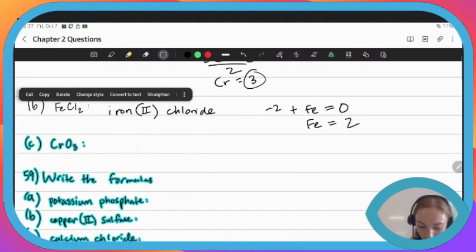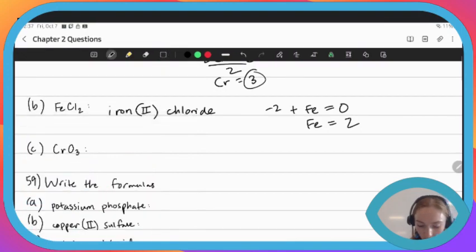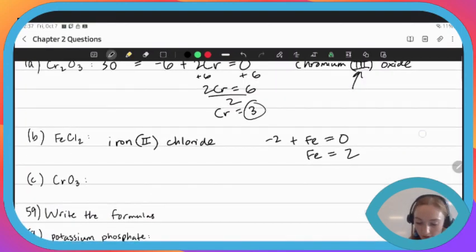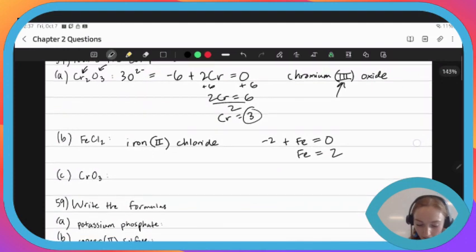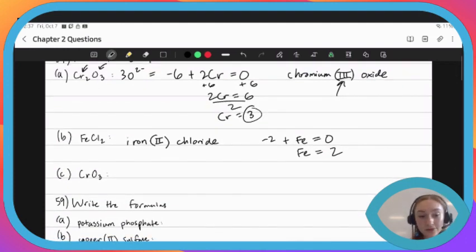Move everything down again. And for C, similar as before, I'll zoom out so you can see this a little bit better. This is also chromium, and that's also oxygen. This is a case of figuring out what chromium has as a different positive charge because it can have different positive charges. So we have 3 oxygens. So similar as before, this will have a minus 2, and so we have 3 of them.